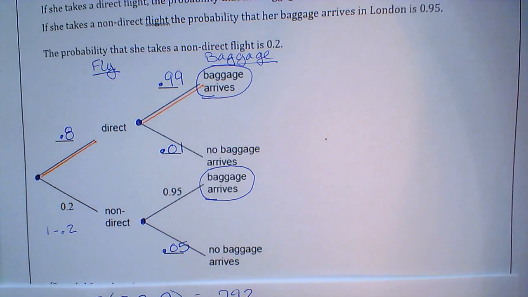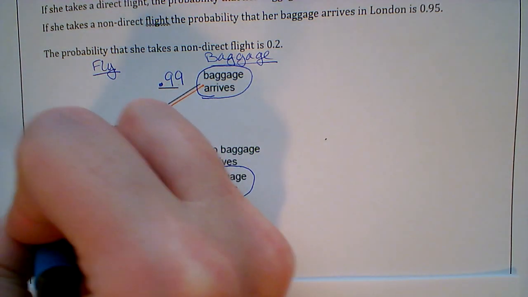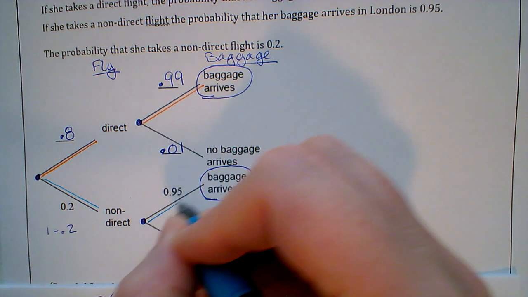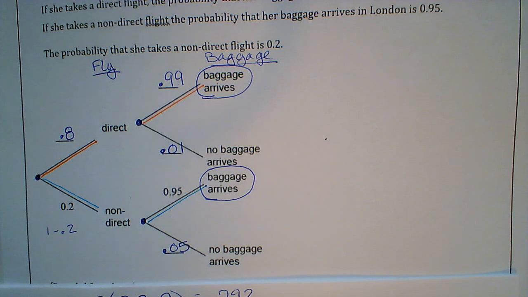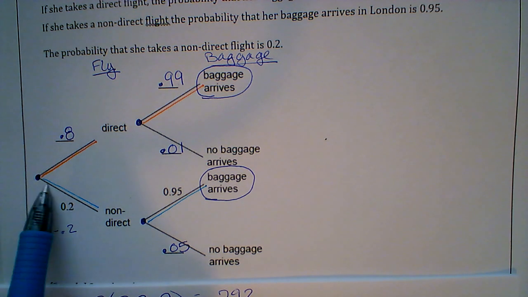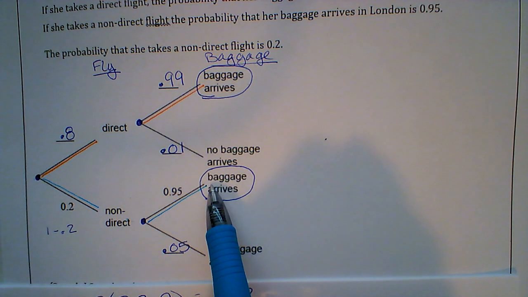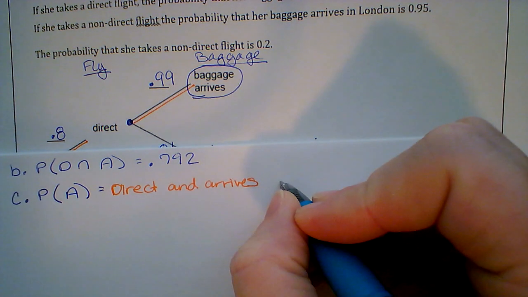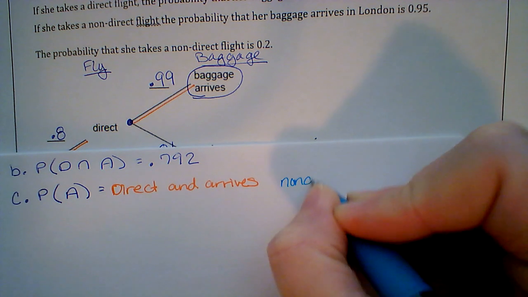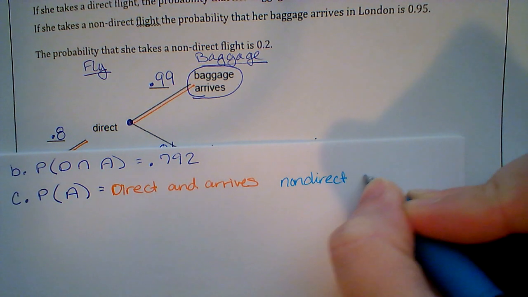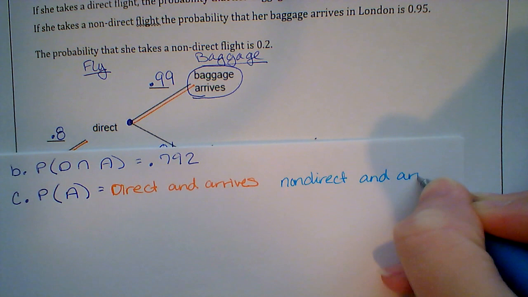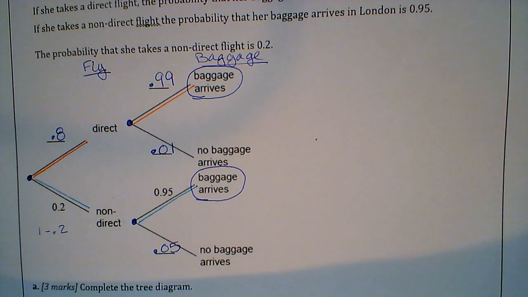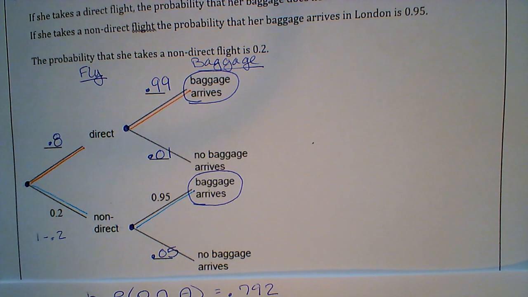Now, what's the other way that this could happen? Well, Sarah could take a non-direct flight, down there, and her baggage arrives. So the other path that Sarah could take is a non-direct flight and her baggage still arrives. I'll write this down: we could have non-direct and baggage arrives.